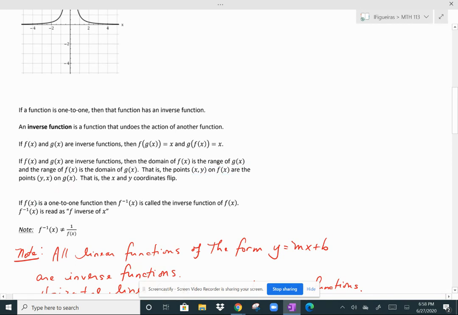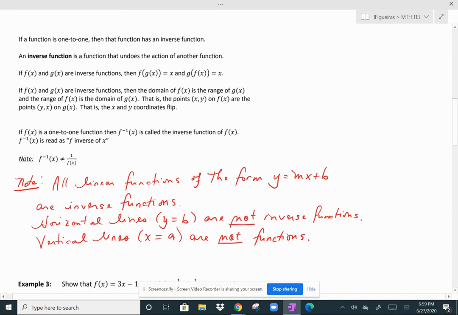So notation. If f of x is one-to-one, then this is what we call our inverse function. This is not f to the -1. This is read as the inverse function of f of x, or f inverse of x. So be careful with that. It's not an exponent. The inverse function is not the reciprocal, the way we were using our rules for exponents. That is not true. This just represents that it is the inverse function of f of x. So be careful with that notation.